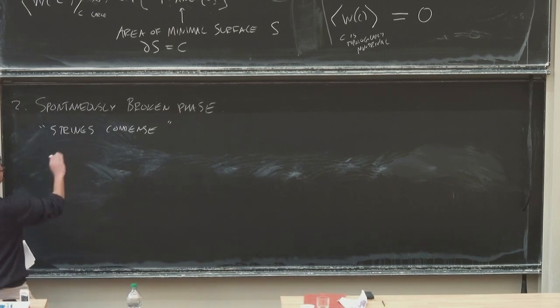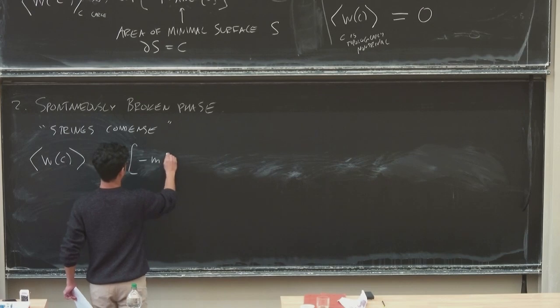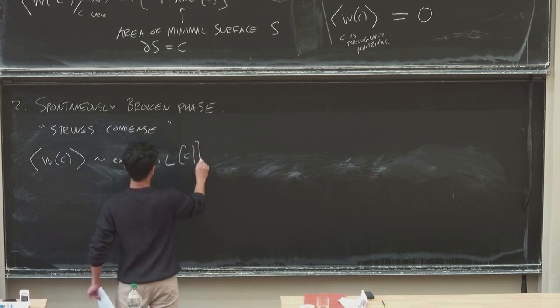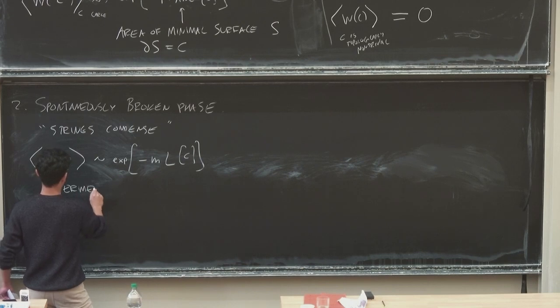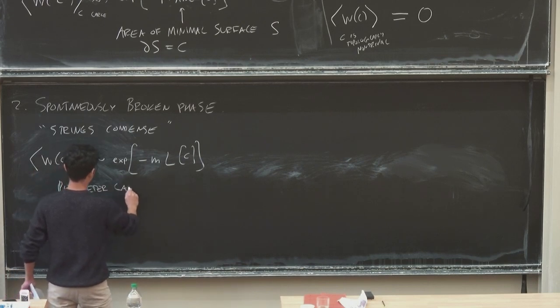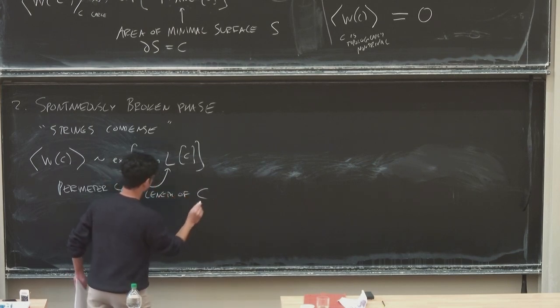In a phase where the symmetry is spontaneously broken, what happens is that this expectation value goes from being an area law to being a perimeter law, okay? So the area law becomes a perimeter law, where this L here is the length of the curve C. All right.